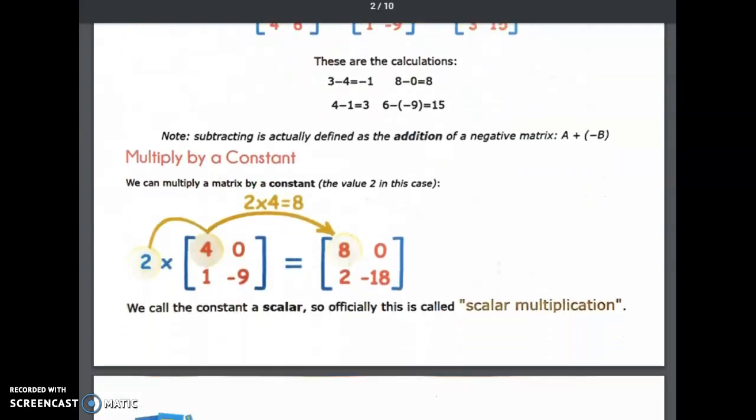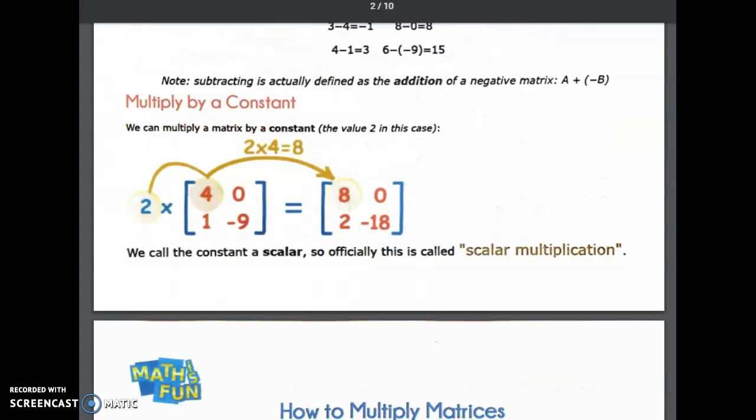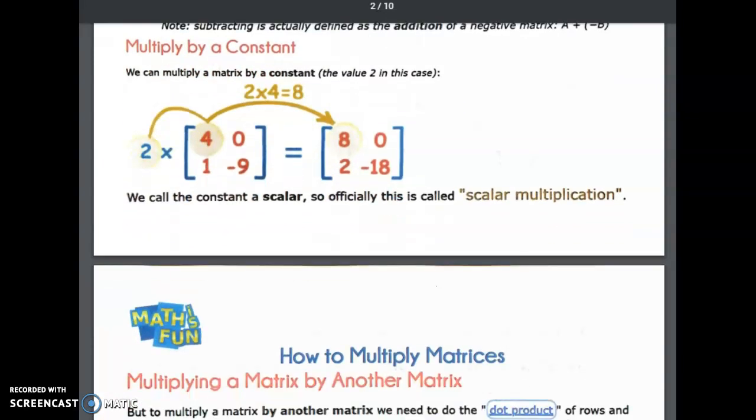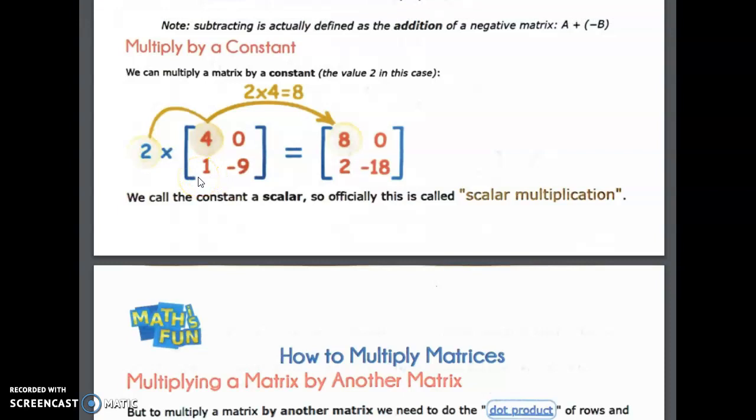We can also multiply with a matrix. The first way is multiplying a matrix by a constant. And this is really just like distributive property. We essentially distribute whatever the number is outside, which we call a scalar, by everything inside. And so the resulting matrix is the same size or has the same dimensions as the matrix that we're multiplying. We call this scalar multiplication.